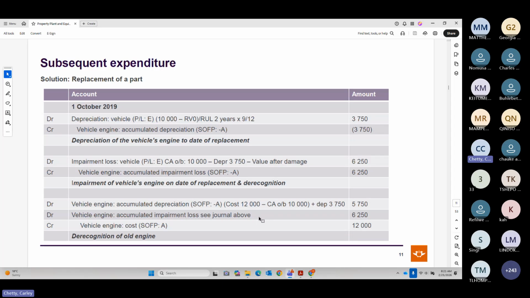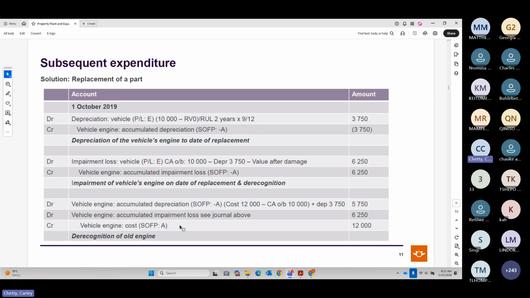Then we do the same with the accumulated impairment accounts. So when we impaired the asset, it resulted in an impairment loss of 6,250 Rand. So we now need to strip that out of the account or take that out of our records because we're no longer going to own this engine. So we credited the accumulated impairment loss account when we had the impairment. So now we are debiting the vehicle engine accumulated impairment loss account. We are simply taking the accumulated impairment loss and we are taking it out of our financial records.